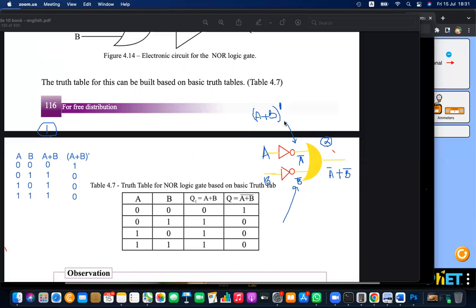A not or B not. Actually, this one is previous. Okay, send it now, please.